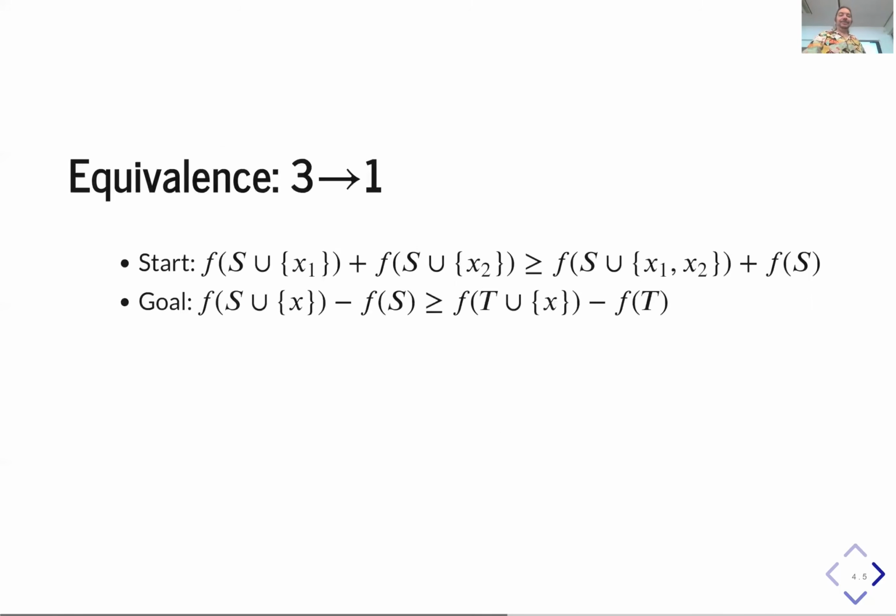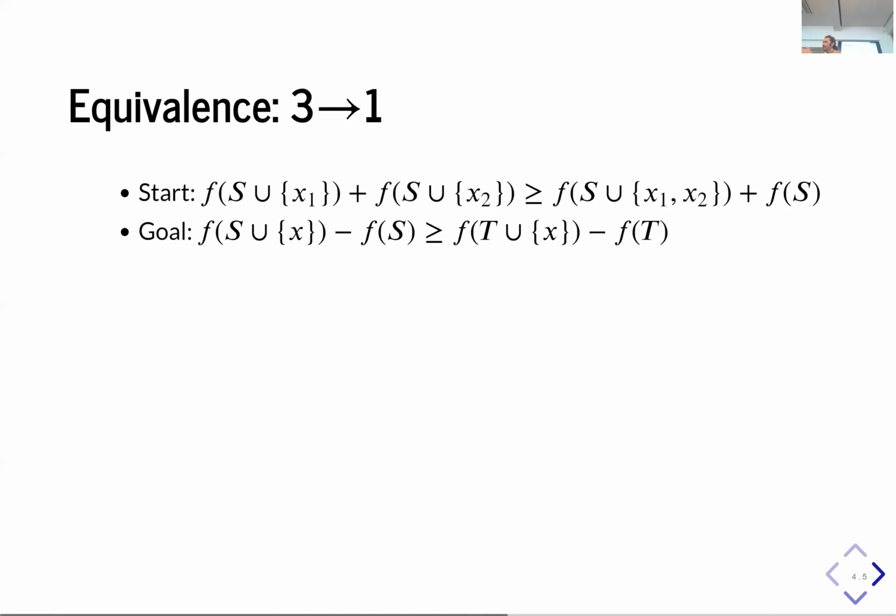Now, let's increase the difficulty a little bit. You've got this rule with X1 and X2, you can use it, and you want to prove that the marginal utility of X with S is greater than the marginal utility with T. The hypothesis is that S is included in T. By recursion, you keep adding elements. Yeah, actually that's it. You consider one path of elements that you have to add to go from S to T.